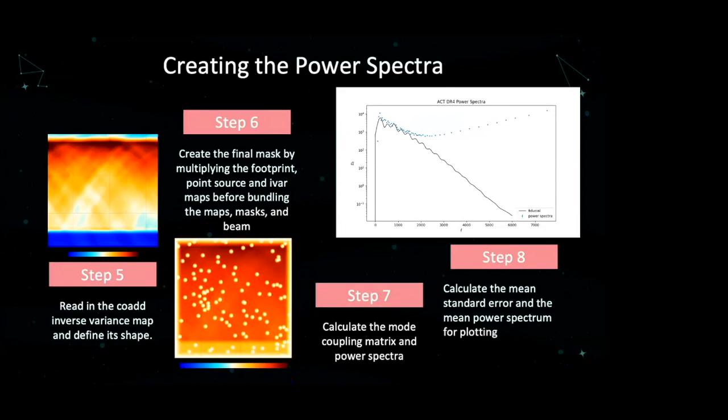After that, we calculate the mode coupling matrix and the power spectra. And then from that, we calculate the mean standard error and the mean power spectra for plotting, with a few steps in between, such as binning and things like that, to get the data into the graph. And so you can see here, well, this is just one.